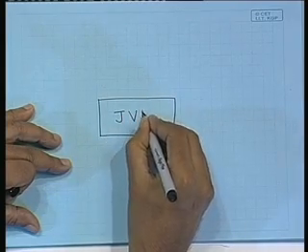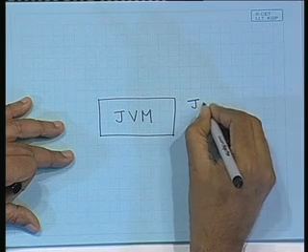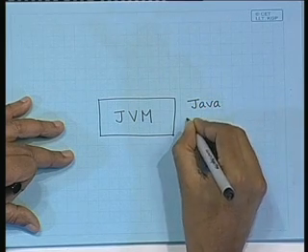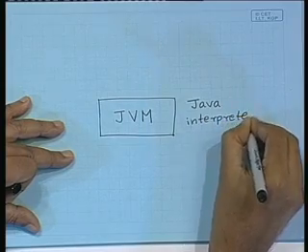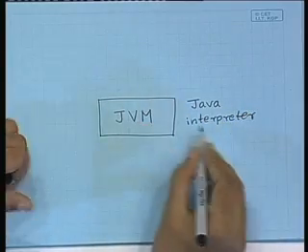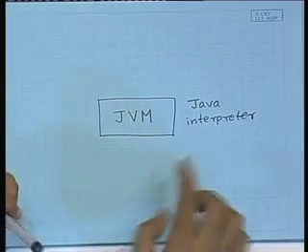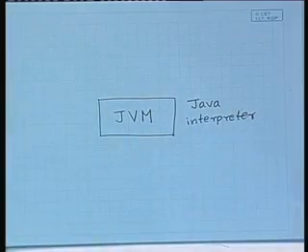Java virtual machine is basically a Java interpreter. This can interpret Java programs, but there is one difference between the interpreter that we had for JavaScript and the interpreter that we have for Java. In JavaScript, the interpreter can take the source code and interpret it directly, but in Java it is a little different. It is something like this.